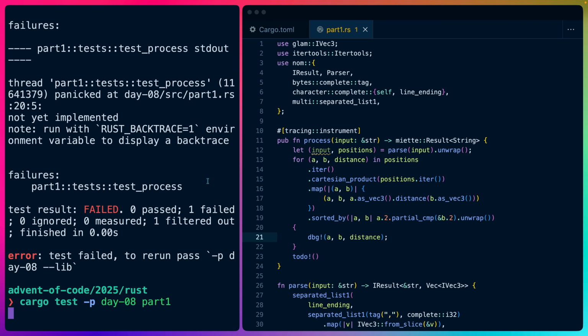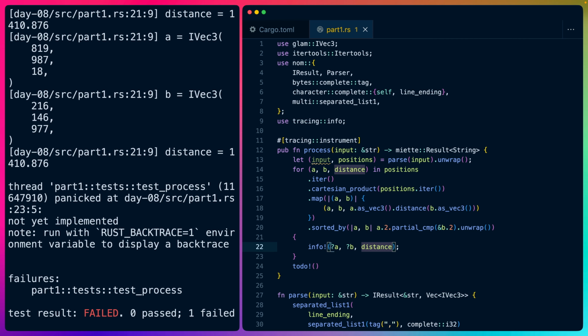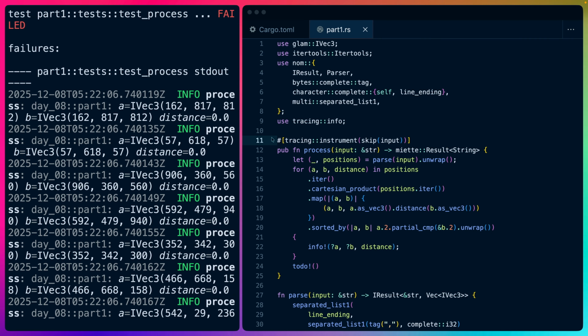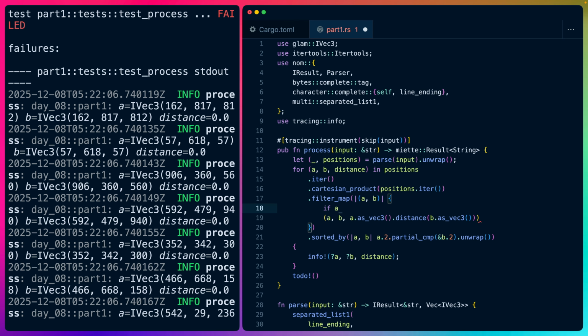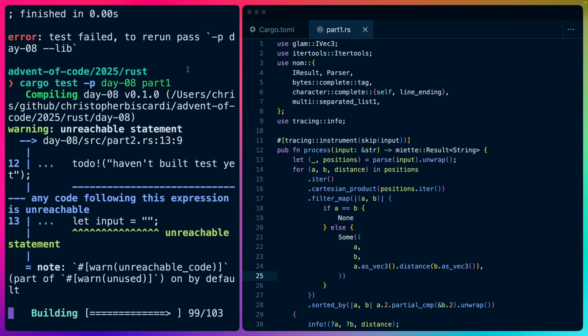So if we just debug A, B, distance here, we should be able to see a bunch of distances. I'll probably do info here instead, actually. A and B are still these IVECs, so I'm going to try to treat the IVECs as kind of our identifiers, which is why I'm keeping them around. And then we end up with this list. So 162, 817, 812. I think the one problem here with Cartesian product is that these are going to compare to themselves. So we're going to end up skipping a whole bunch of these. So we could probably even throw this up into filter map here and encode this as if A equals B, none, otherwise do our calculations. And then these should just not exist anymore.